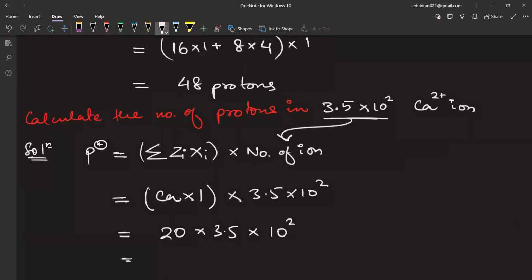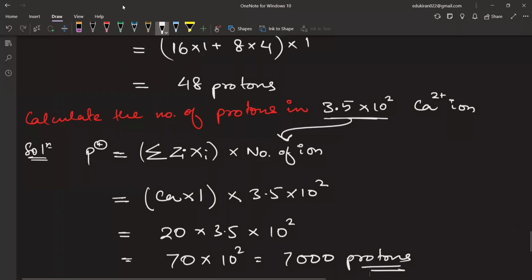So this will be equal to how much? 3.5 into 2 is 7, 10 to the power 2, which will be equal to 700 protons. Fatima, Fahad, Aisha, and Iram, you got this? Yes or no? Please tell me.